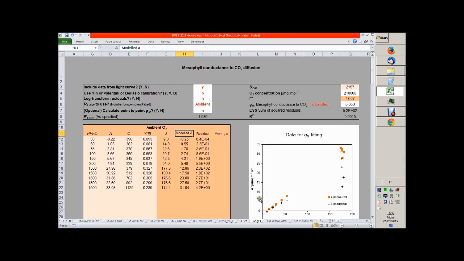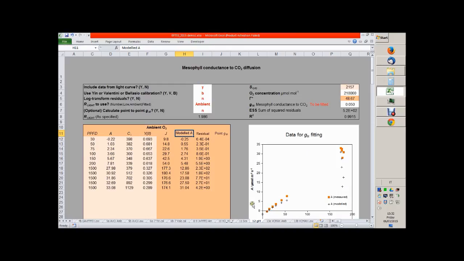Here, there are two groups of data points. The first group of data points is the electron transport limited part of the light curve. That is, those data points which were assigned limitation 1 and 2. The second group of data points are the electron transport limited data points of the ACI curve. That is, those data points which were assigned the limitation 3.